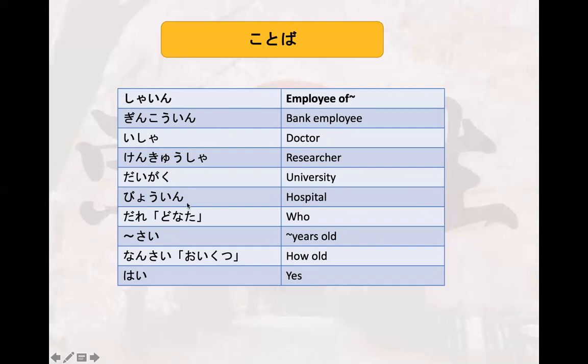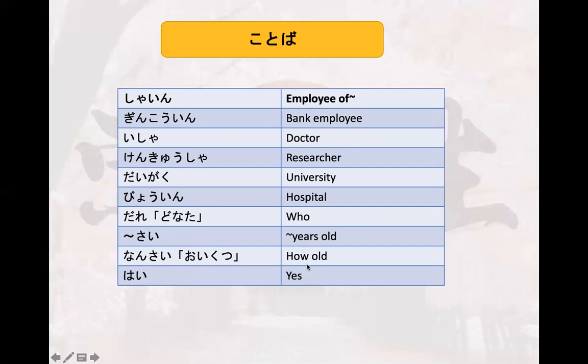Hospital, byo-in. Who? Dare, while donata is more polite than dare. So you can choose which one do you prefer to use. Ne? And then we have years old, our suffix is sai. So for example, you're 21 years old, so you say nijuisai. Nijuisai is 21 years old.